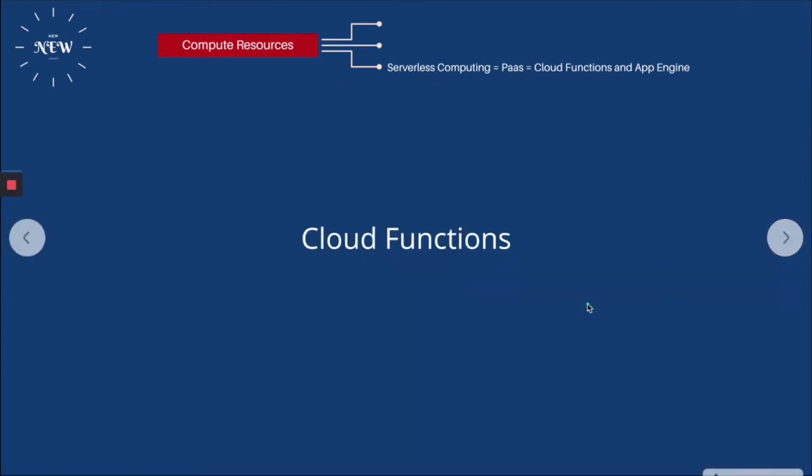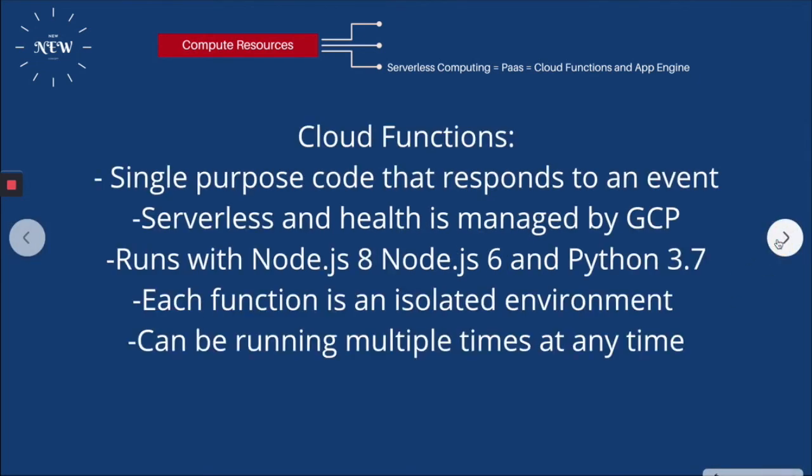Now, let's move on to Cloud Functions, which is also a platform as a service. Cloud Functions is a little different to App Engine in the sense that it is not specific. You've got a single purpose code that responds to an event. Whenever in a question you see event response, automatically think Cloud Functions. This is serverless. Your cluster health or container health is managed by GCP. Runs with Node.js, Node.js 8 and 6, and Python 3.7.